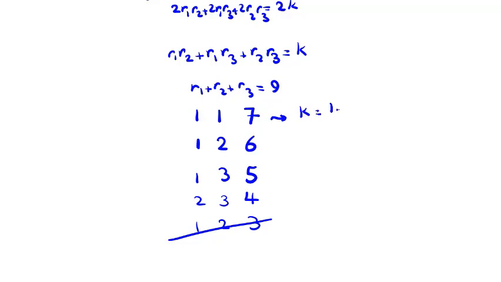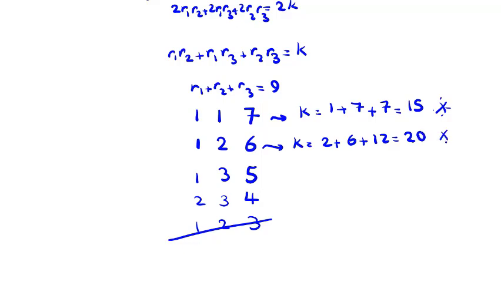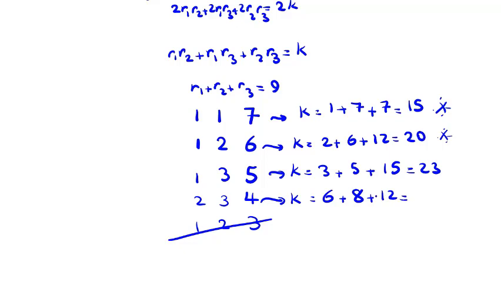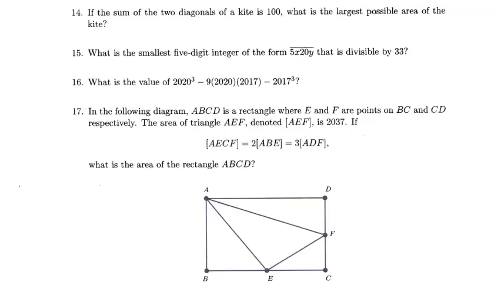K is what? 1 times 1, 1, plus 1 times 7, 7, plus 1 times 7, 7. It will be 15, and contradiction because K is prime. For this one, K is 1 times 2, 2, plus 6, plus 12, which will be 20, and contradiction. For this one, K is 1 times 3, 3, plus 1 times 5, 5, plus 3 times 5, 15. It will be 23, and for this case, K equals 2 times 3, 6, 2 times 4, 8, plus 3 times 4, 12, and it's 26. So the only possible case is this one. So the answer, the problem says K is what? K equals 23.